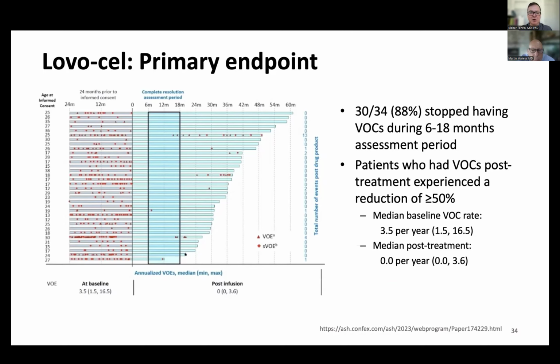But even the patients who had occasional episodes of pain, the median frequency of vaso-occlusive crisis was still much lower than their baseline. If we look at the numbers, most patients had an average of 3.5 crises per year, and then the median post-treatment is 0, but some patients would have up to 3.6, but in comparison to having like 16 crises a year. So even the patients who didn't become 100% crisis-free, the decrease was pretty significant.